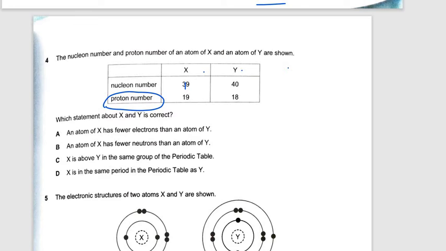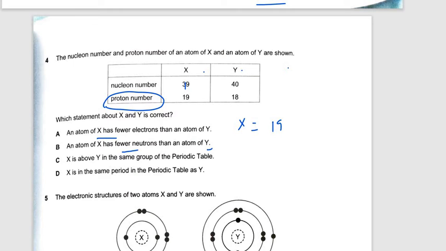So what are the options they are telling you? X has fewer electron. X has how many electron? Let's count it out. X has 19 electrons, so no. Y has fewer electron, not correct. Now X atom has fewer neutron than the Y.